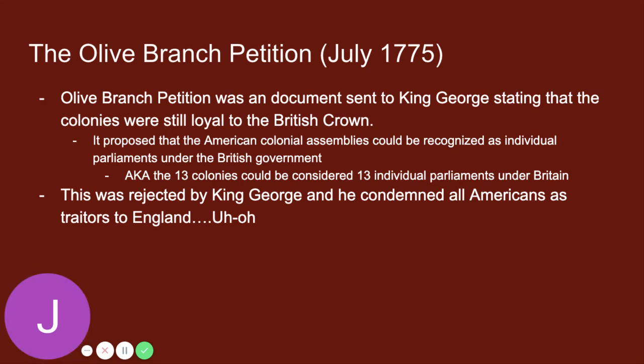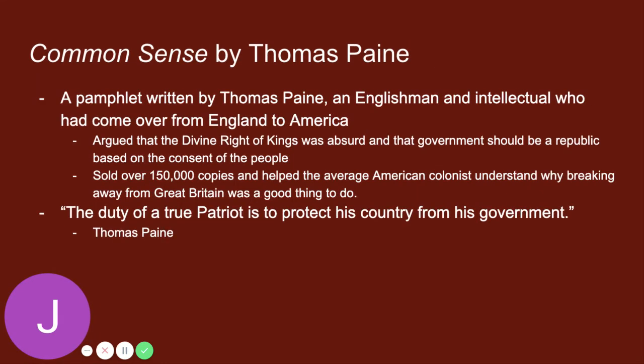I want to mention Common Sense by Thomas Paine. This was a pamphlet written by Thomas Paine, who was an Englishman and intellectual who had come over from England to America. He argued against the divine right of kings, which is the idea that kings are chosen by God to rule. So a king is chosen by God to rule, and his son is also chosen by God to rule. That's the idea of the divine right of kings.